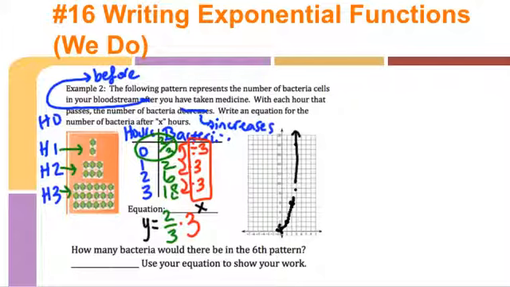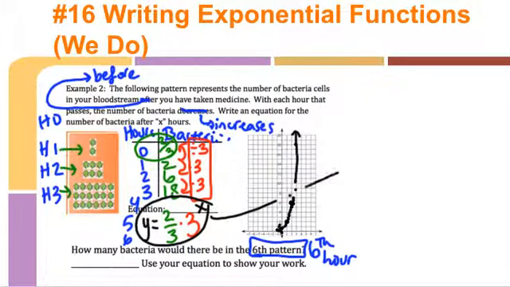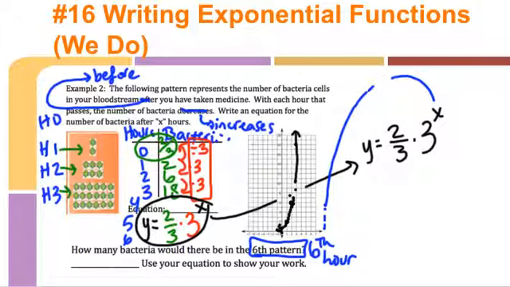Okay? Now the final question says, how many bacteria would there be in the 6th pattern, or really 6th hour? So again, you could keep multiplying by 3, 4, 5, 6, or you can use the equation. So let's use the equation. y equals 2/3 times 3 to the x, but instead of x, I'm now going to put 6. So I'm going to say y equals 2/3 times 3 to the 6th power.